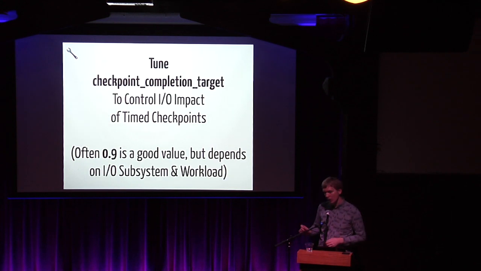And then the other thing to look out for is checkpoint completion target, which says, if it is a timed checkpoint, how fast does it write, right? And 0.9 is a good value, but not always. You should understand what it does and when it hits the I/O impact.